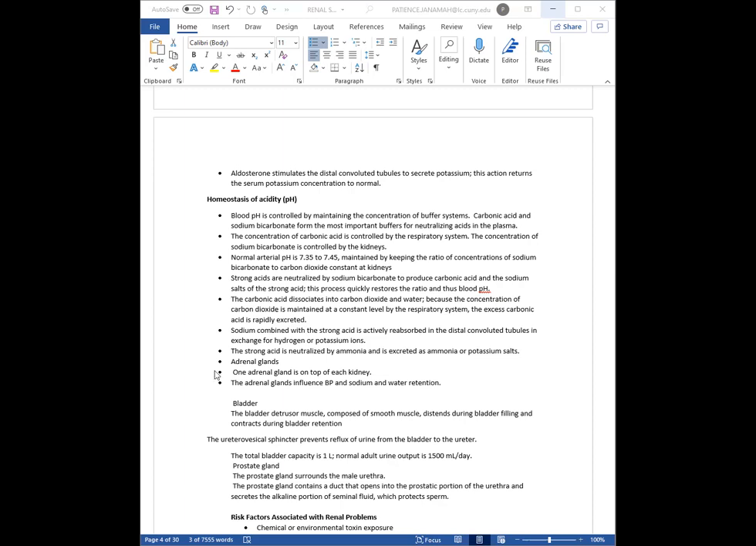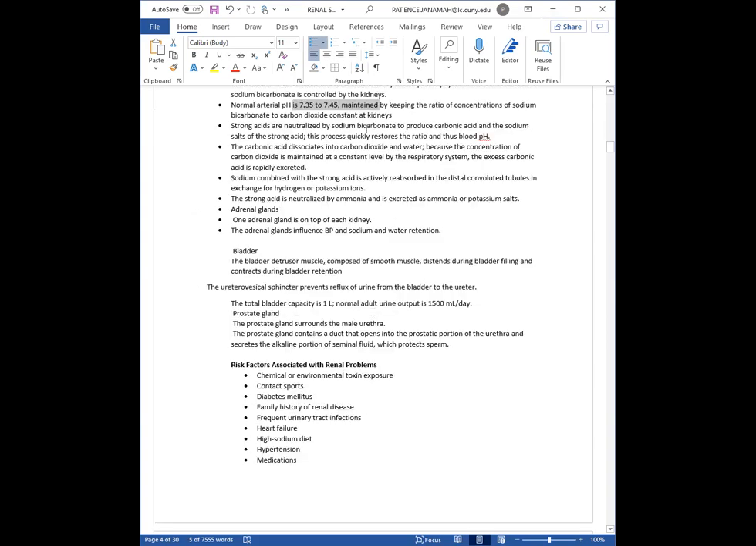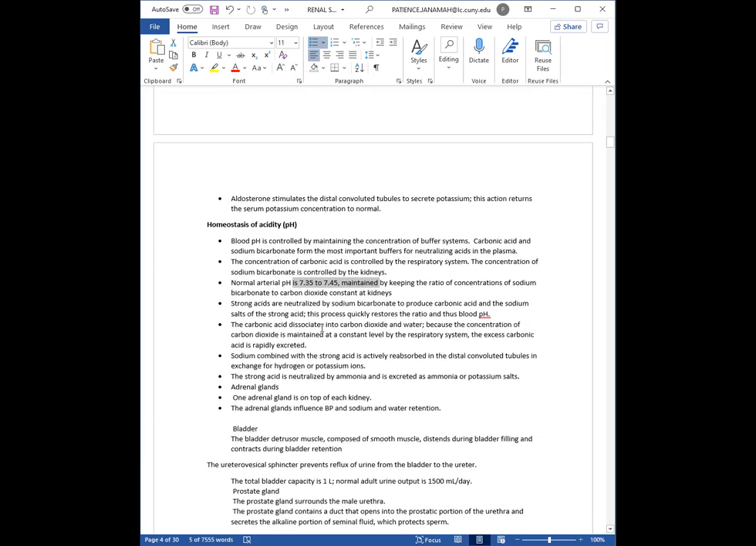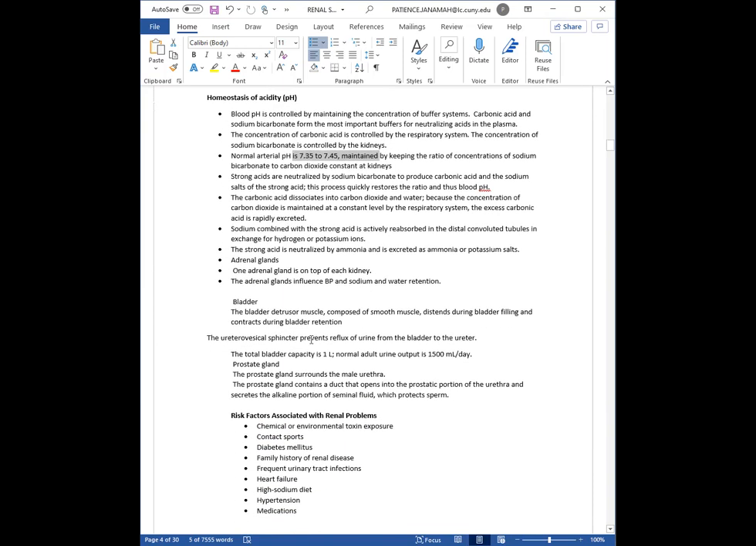So the kidneys also, just have an idea that the kidney also helps regulate the pH of your blood. And the normal pH of your blood should be 7.35 to 7.45. For the NCLEX, you need to understand that. You need to know the normal pH of the blood. And you need to understand that the kidney also has a component that regulates the body's buffer system.